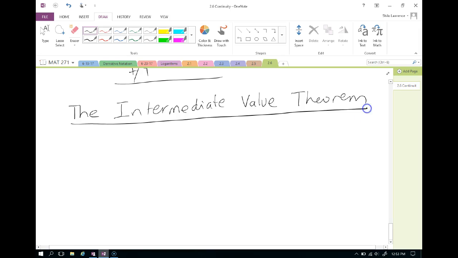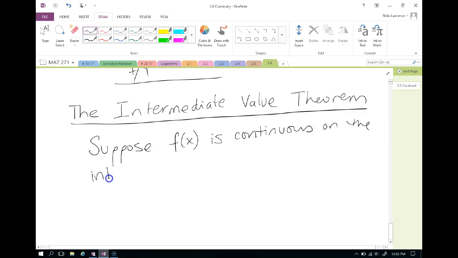So what the intermediate value theorem says is, suppose f of x is continuous on the interval a to b. So it doesn't necessarily need to be continuous from negative infinity to positive infinity. We could just kind of look at one little section if we want to.